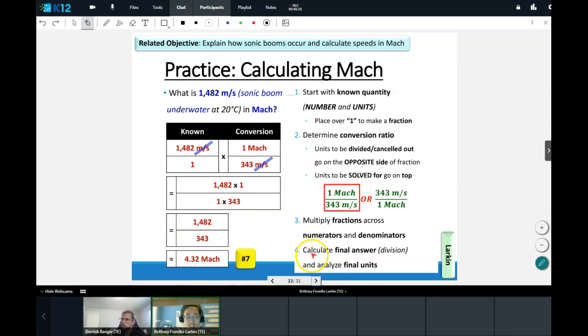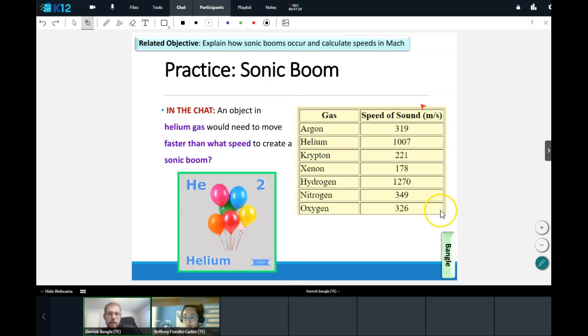All right, this is number 7. In the first box, please put 4.32. And in the second box, please put Mach. In chat, an object in helium gas would need to move faster than what speed to create a sonic boom? All right, so with helium gas, looking at the table, right, what is the speed of sound in helium gas? Can I get that in the chat? And remember, don't forget units, right? So what do we, guys? Yeah, it's going to be 1,007 meters per second.